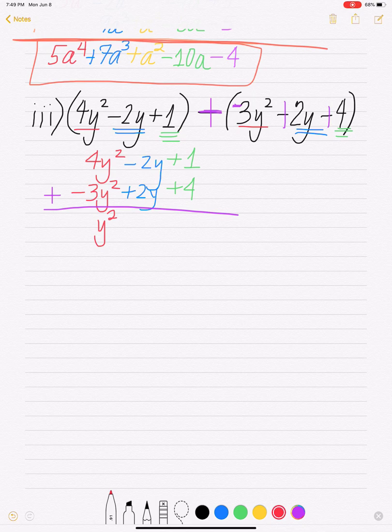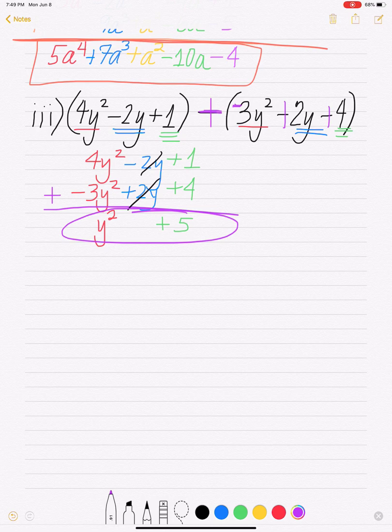What happens when you add negative 2y and positive 2y? Well, they just cancel out, right? They just completely cancel. And what happens when you add 1 plus 4? 1 plus 4 is going to be positive 5. So our final answer here is y squared plus 5. Y squared plus 5 is our final answer.